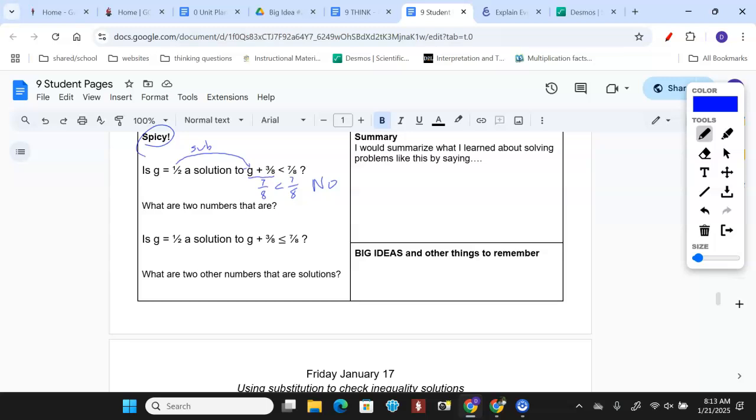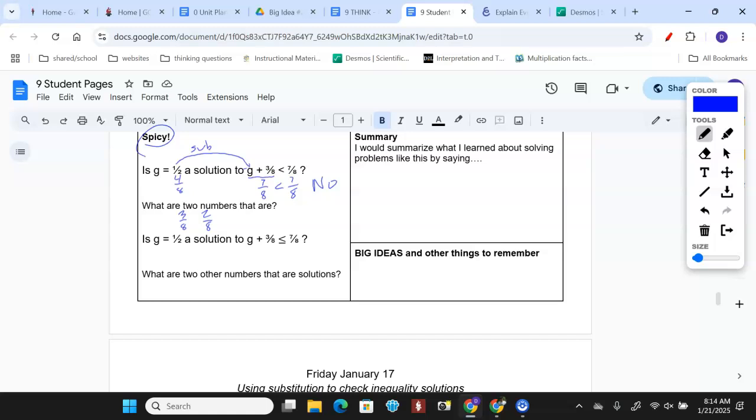What are two numbers that are? I need all this to be less than 7/8 to make that true. 1/2 is equal to 4/8. If I'd done the math myself instead of using a calculator, 1/2 would be equal to 4/8. So I need something less than that to add to 3/8 to get less than 7/8. I would probably make it easy on myself and do 3/8 and 2/8 or something like that.